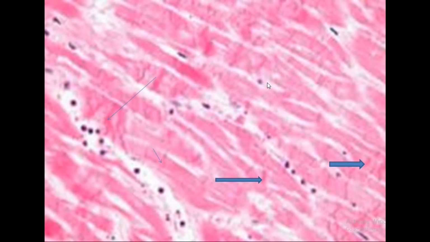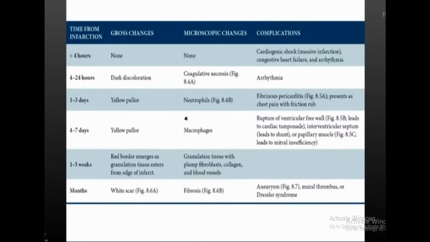Okay, in this topic, we can study the complications. What are the complications? We can divide these complications by time from infarction, gross changes, microscopic changes, and the diseases or complications. This is a high yield, important table we need to study, but to ease this, I will tell you an approach.